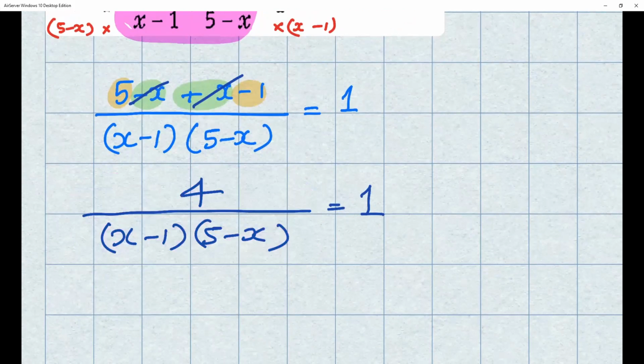Now you have to bring the denominator to the top. Remember this, if we are solving for x, that means you've got to work out the value of x. You cannot work out the value of x while the x's are on the bottom of a fraction. You must bring them to the top.